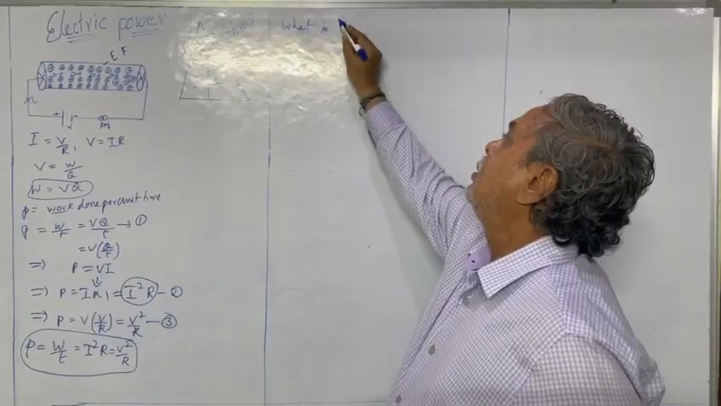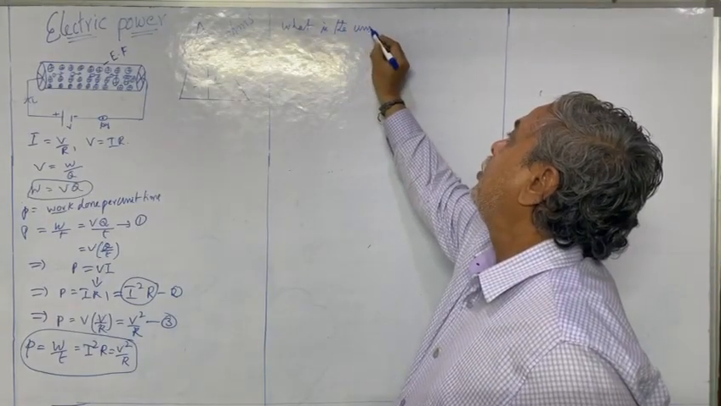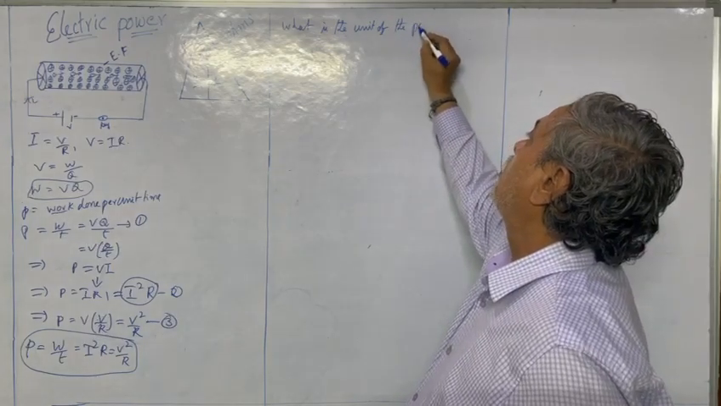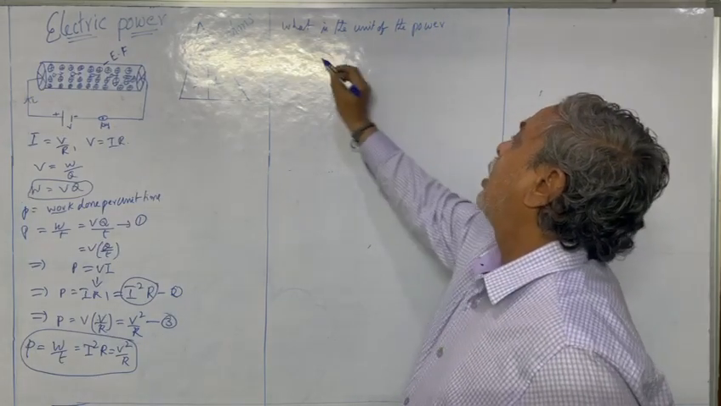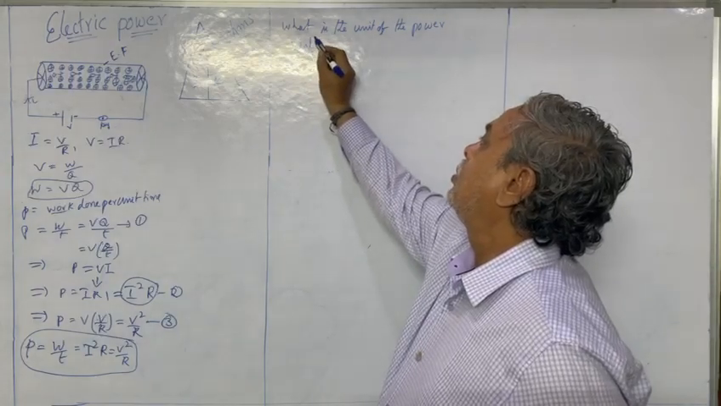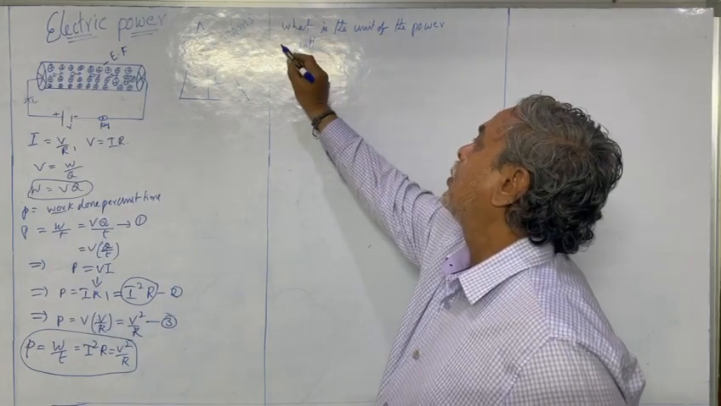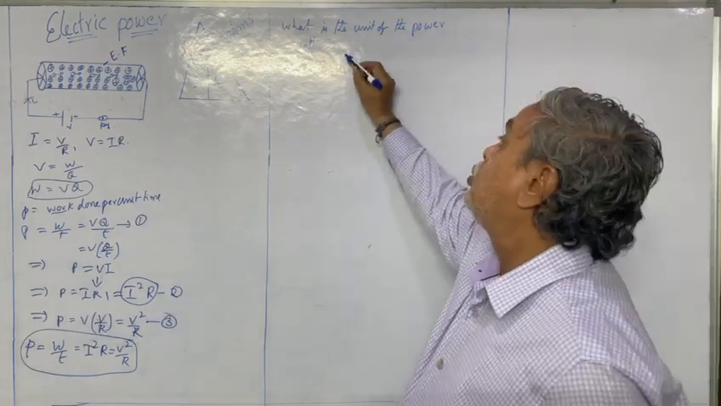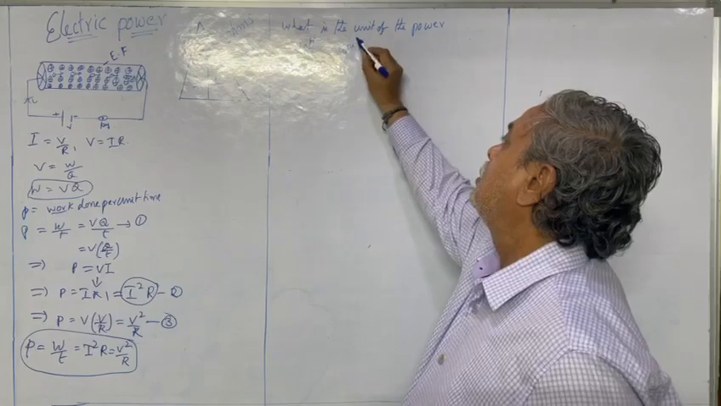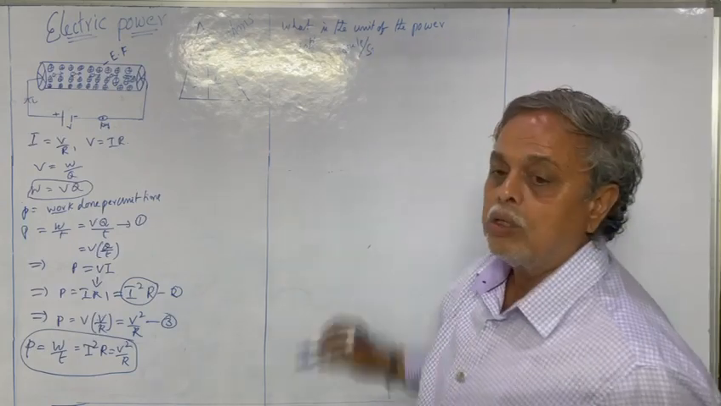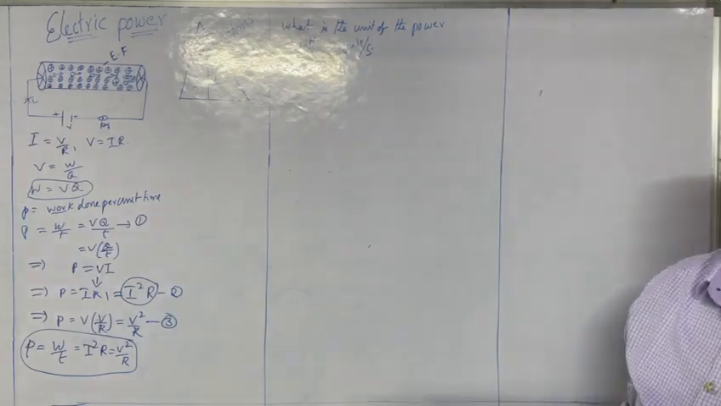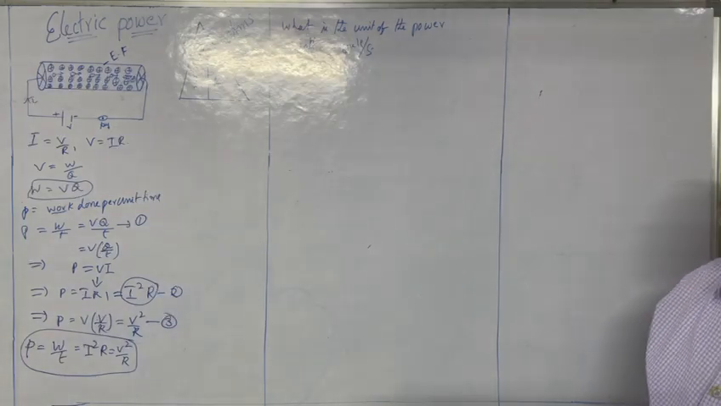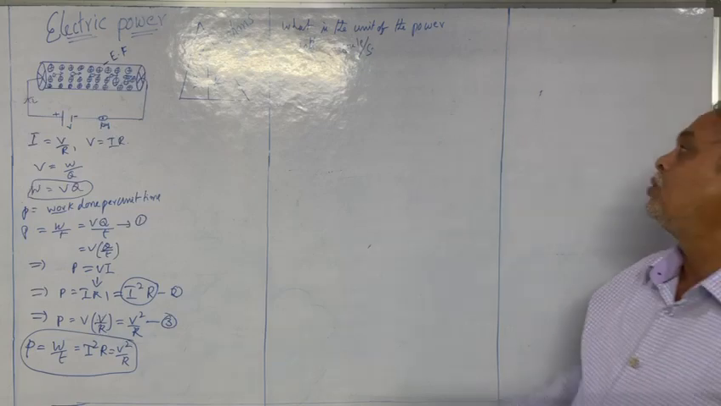The unit of power is equal to watt. Watt is equal to joule per second. Have you understood or not? This is joule per second.